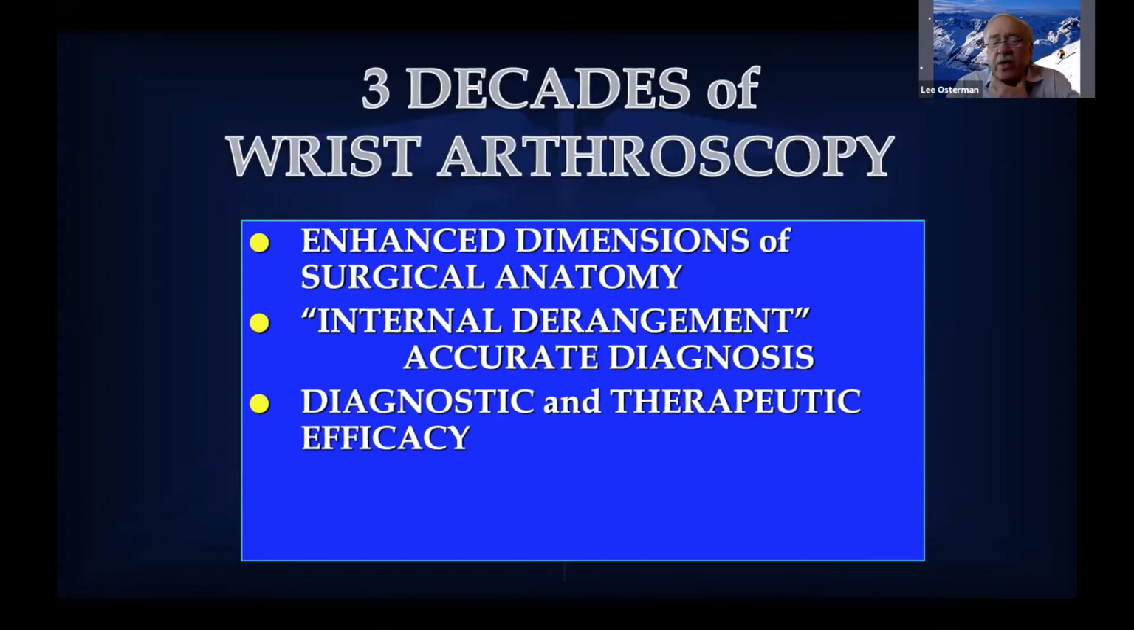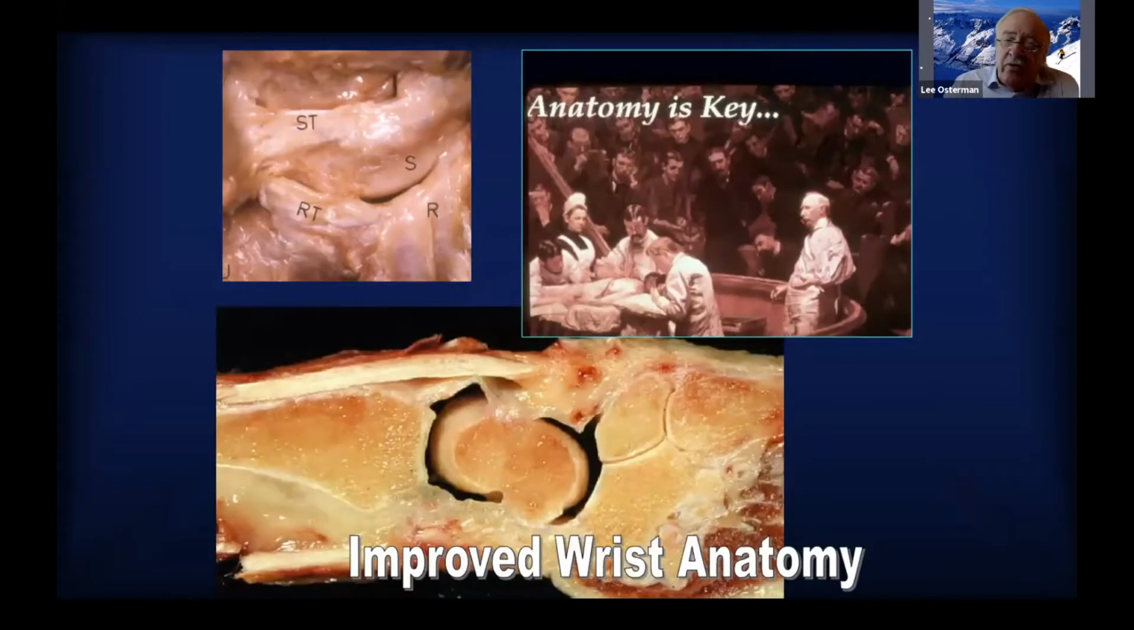What have these 3 decades of wrist arthroscopy done? They've enhanced our dimensions of surgical anatomy. They've opened up some of the questions that could only be answered by looking at wrists that were live. They've allowed us to make more accurate diagnoses, and we now have therapeutic options for many conditions.